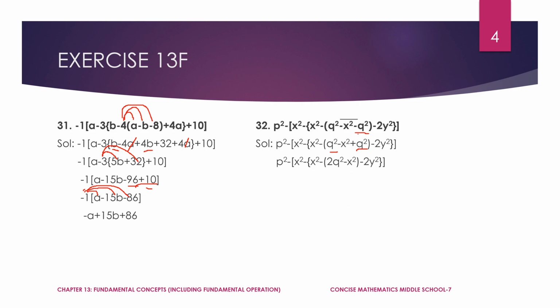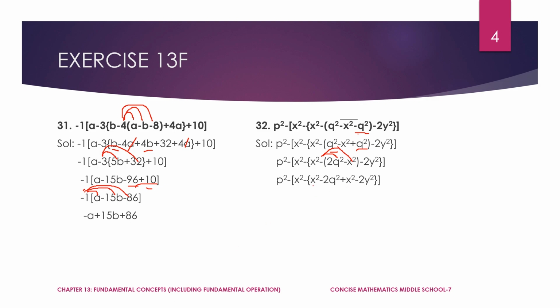So here next step is, you cannot perform any arithmetic operation in this small parenthesis. So I'm going to multiply it with minus inside. Minus should be multiplied with 2q square and minus should be multiplied with minus x square. So it becomes minus 2q square minus into minus plus x square, right?